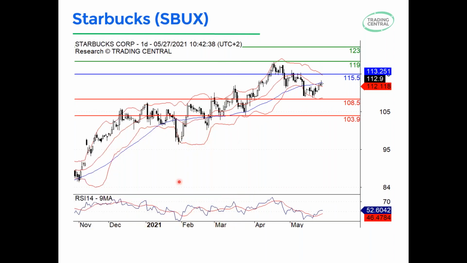What's the next one we have? Starbucks. Let's see. It was riding on a bullish channel before, but in April, what happened? It started a downward channel. So now we are not very bullish on this stock, unless we see it climb back to the key resistance at 115, which is around the upper Bollinger band. We have to see the stock climbing back up to this level, and then we may change our view. Otherwise, we say it is still in a bearish channel. Not good.